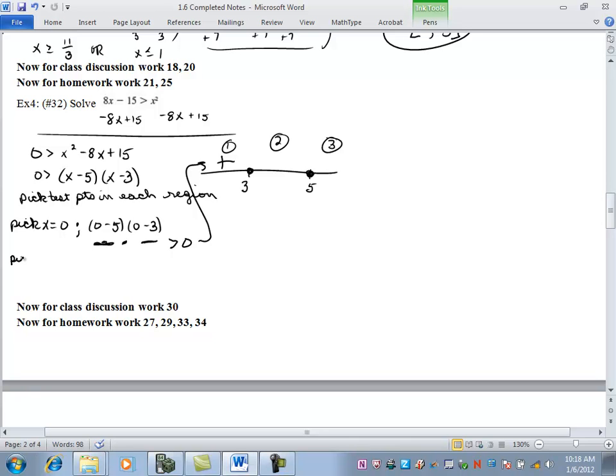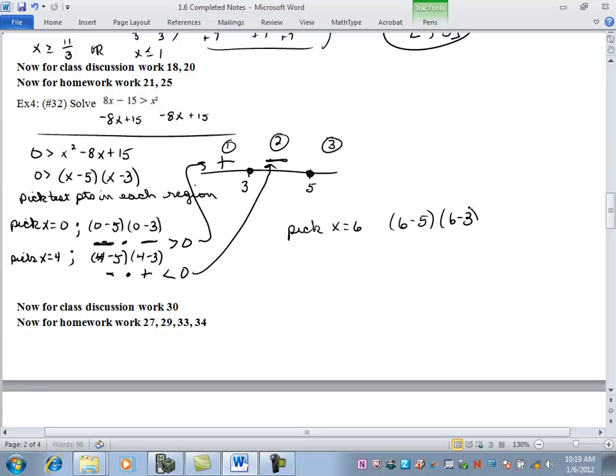Now let's pick x equal 4. Again, 4 minus 5 times 4 minus 3. Well, this is a negative value. This is a positive value. Negative times a positive we know is negative. So in this region, my numbers are going to be negative. And then let me pick x equals 6 for that third region. And so what I get is 6 minus 5 times 6 minus 3. This is a positive, this is a positive.